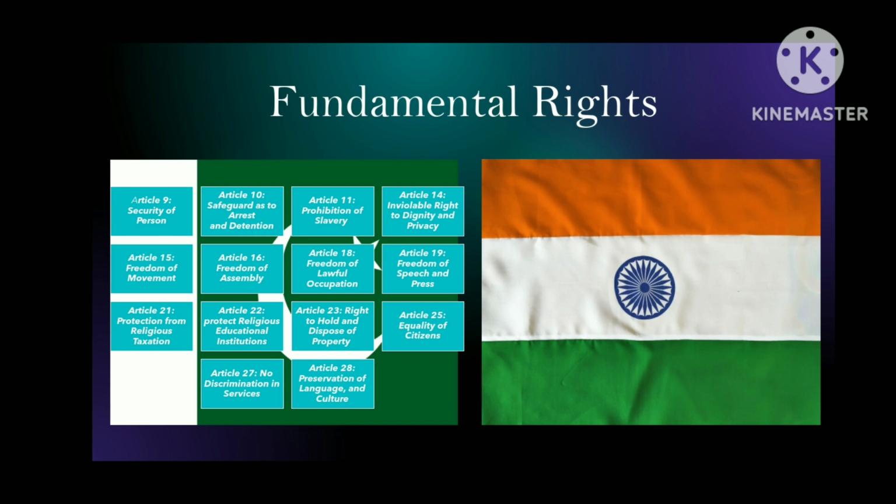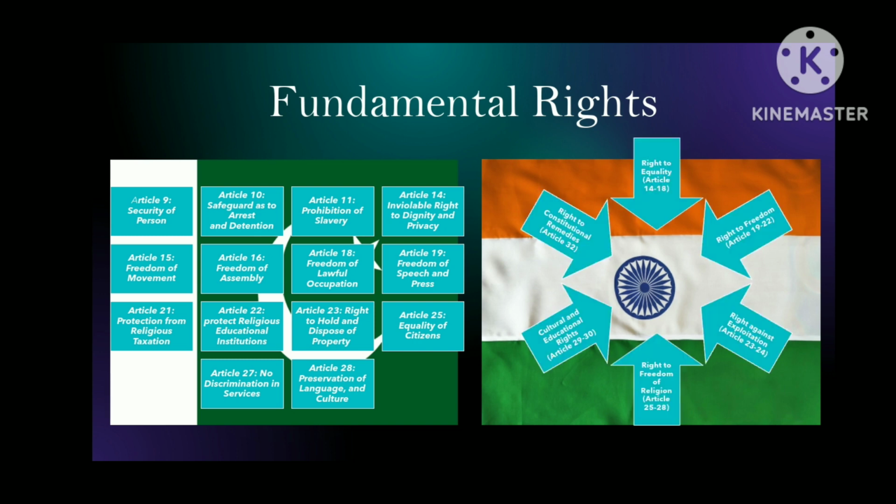Article 19 discusses freedom of speech and press. In Article 21, protection from religious taxation. In Article 22, protection of religious educational institutions. Article 23, right to hold and dispose of property. In Article 25, equality of citizens. In Article 27, no discrimination in services. In Article 28, preservation of language and culture has been described.